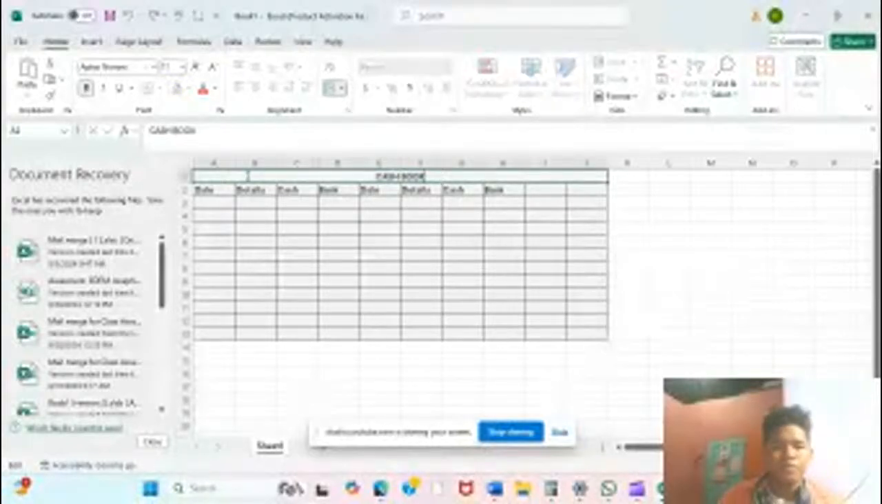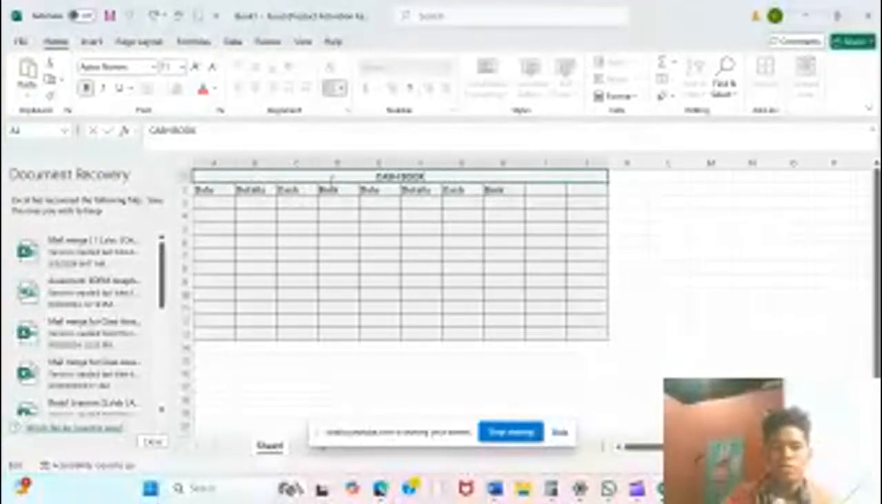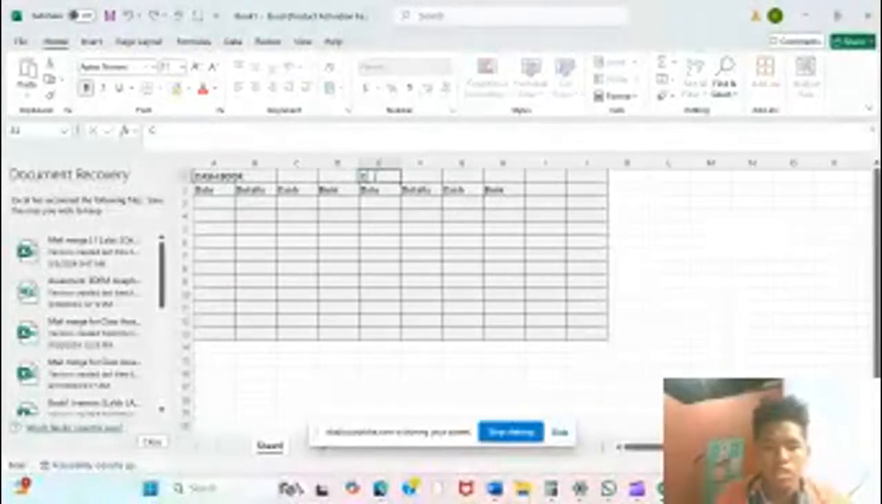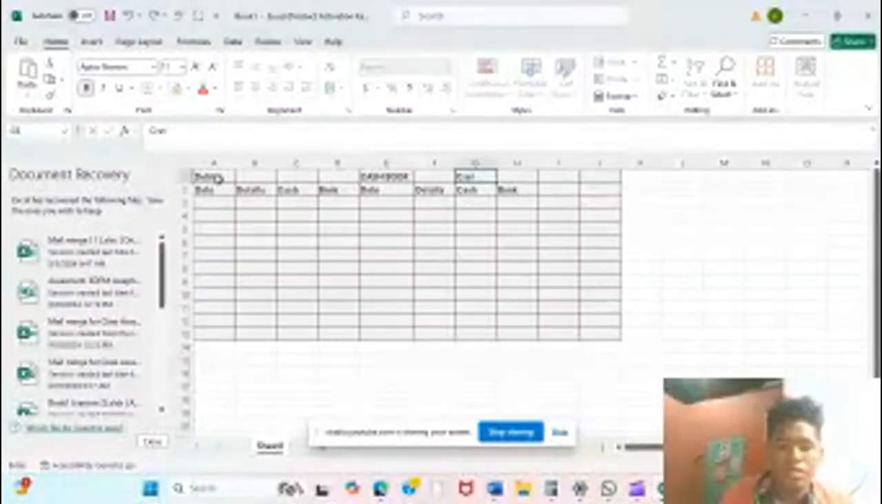But because we need to have a debit and a credit account, a debit meaning money coming into the business, and credit meaning money going out of the business, I'll adjust this. So we have the date, I'll put it in a cash book, and then we have debits and over here credits.